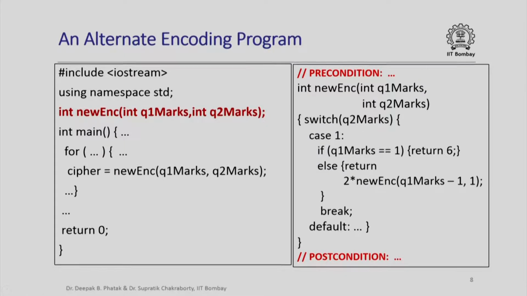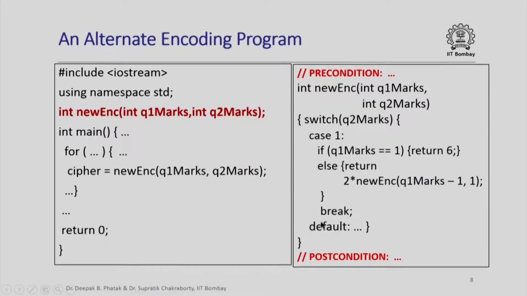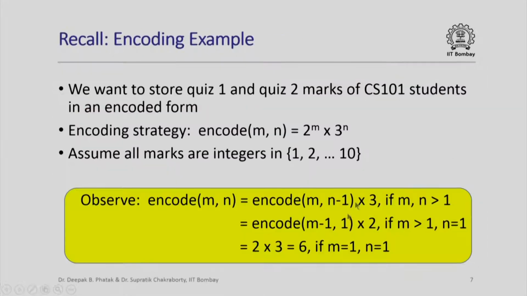However, if quiz 2 marks is 1 but quiz 1 marks is not 1 but something greater than 1, then I am going to call newenc again by reducing quiz 1 marks by 1, passing the second argument as 1 because quiz 2 marks is already 1, and I am going to multiply the result by 2 and return that. If you notice, this is exactly what we were doing over here. And then of course I could have code implementing the other part of this formulation.